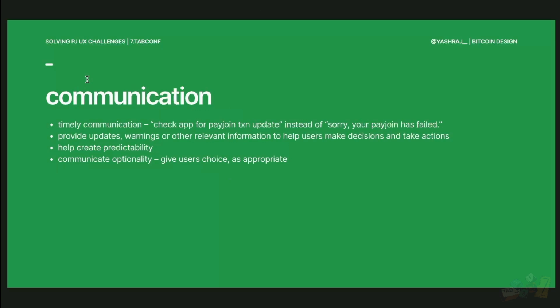Communication. Communication is mostly about the first two points: explain things to people. Provide updates, provide relevant information. If the Payjoin failed, tell me why it failed. Maybe I can talk to the other party and say, let's try again, and this time I'll be online. Things like that.